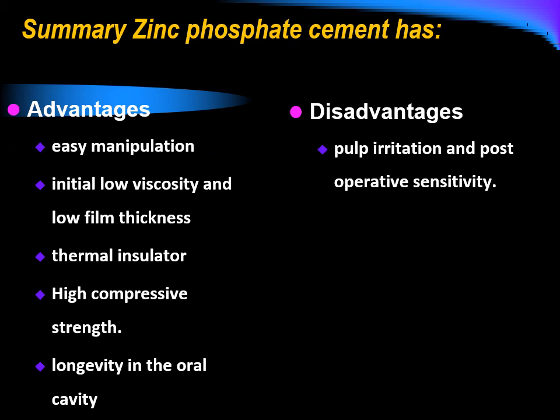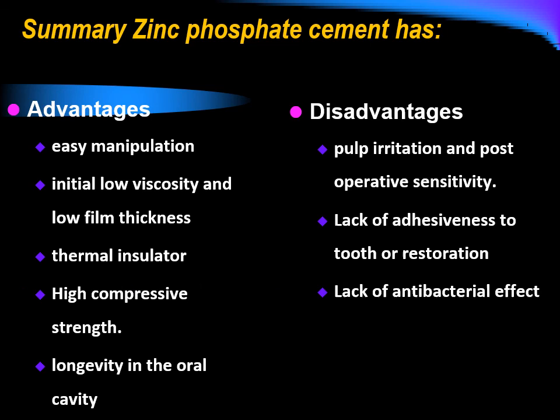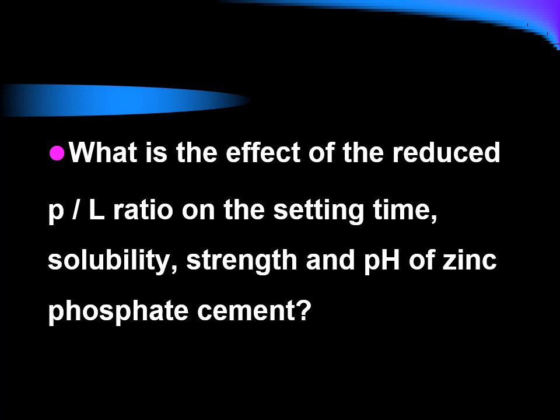While the disadvantages are summarized in pulp irritation and post-operative sensitivity. The main disadvantage of zinc phosphate cement is pulp irritation. Lack of adhesiveness to the tooth structure. It cannot bond chemically to the tooth structure. It bonds by mechanical means. Lack of antibacterial effect. It is brittle, with low tensile strength. And this is the end of zinc phosphate cement.